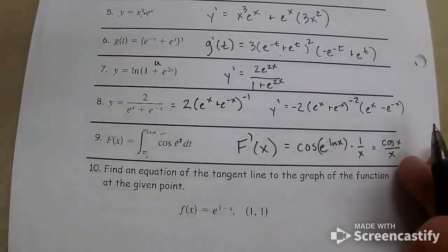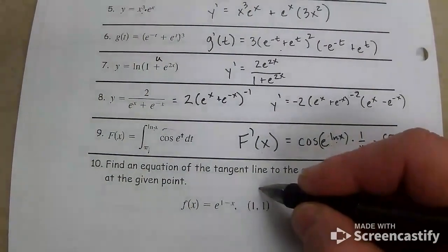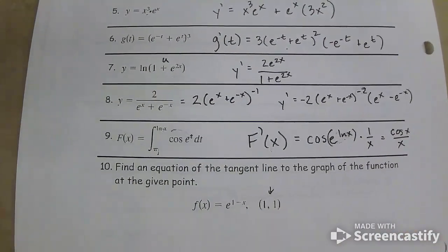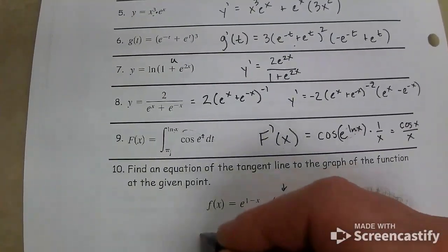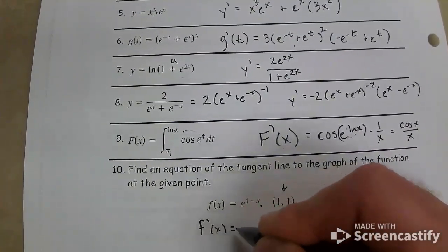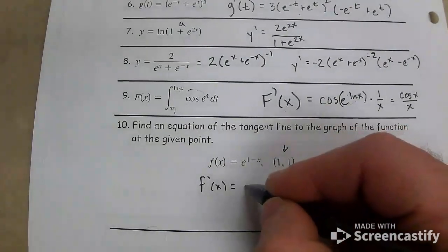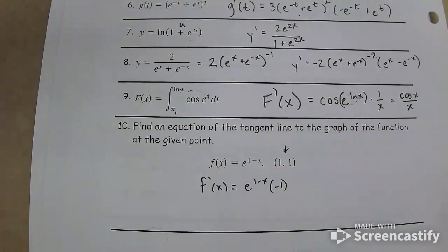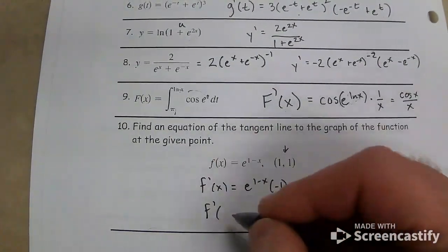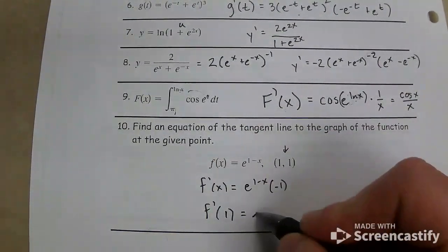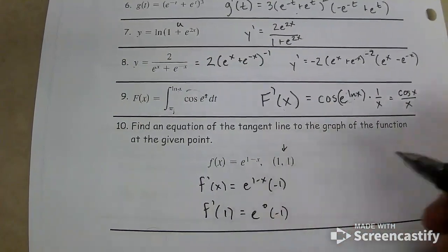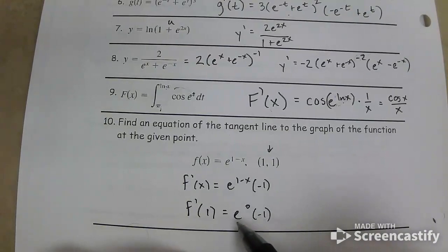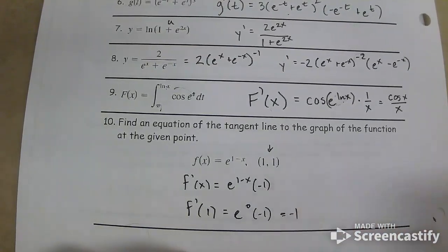So what do we need? We need a coordinate, which we have here, and we need a specific slope at this x value. So the first thing I'm going to do is find the derivative. So this ends up being e to the 1 minus x times negative 1. And now I'm going to do f prime of 1 equals e to the 0 power times negative 1. And before you just write it off and say, oh, yeah, that's 0, remember, anything to the 0 power other than 0 is 1. So this is actually going to be negative 1.